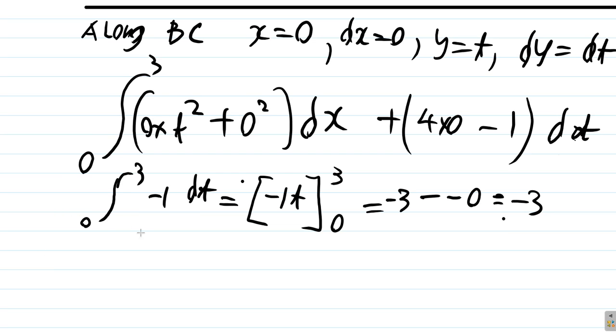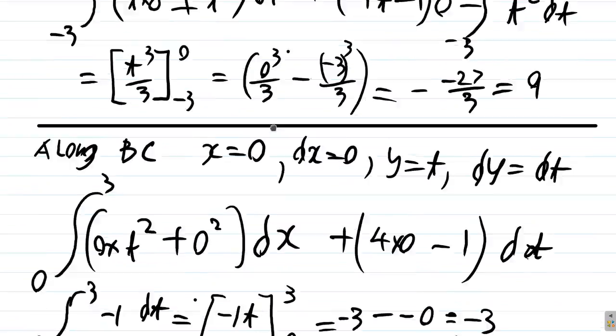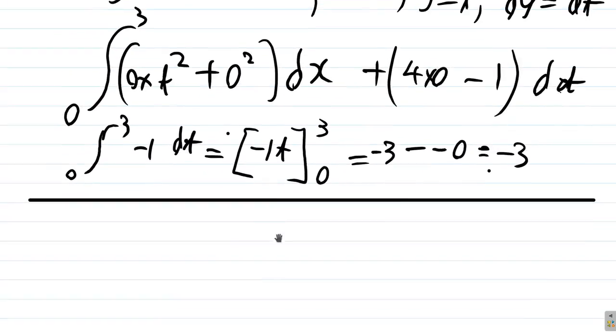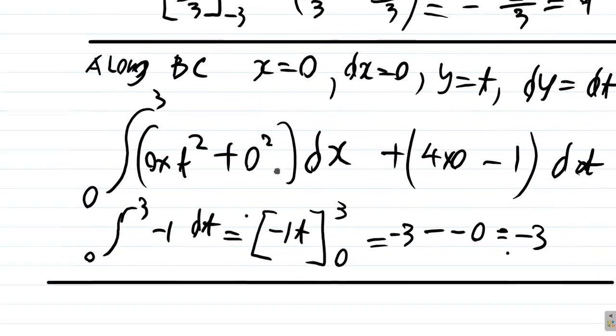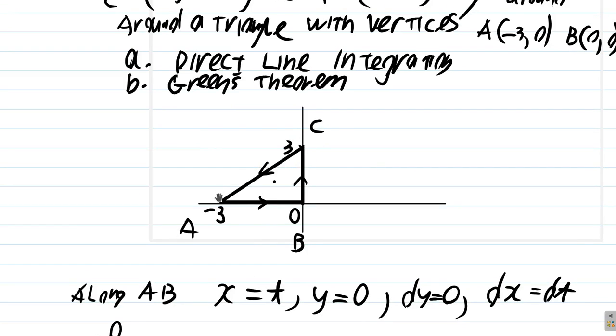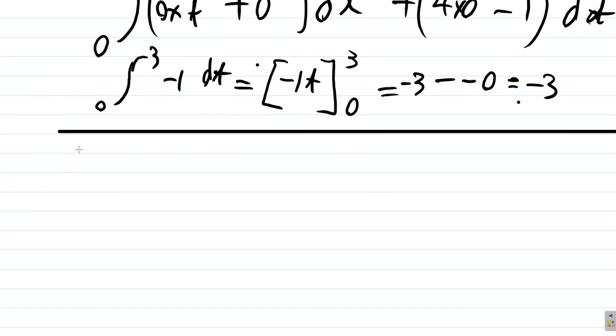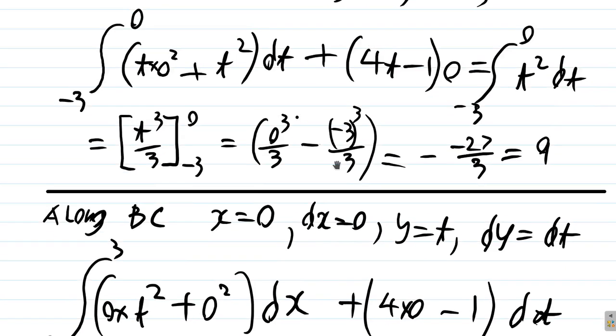Okay. I'm going to draw a little line here so we can see the different parts of this later on when we look back. Now, we go along CA. We go from C to A. So we say we're going along CA. Alright.